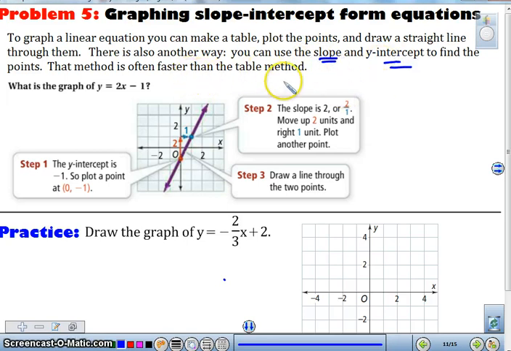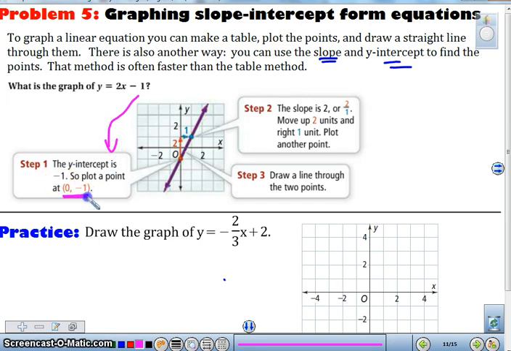So the method is much faster than what you did before because you don't have to substitute in and solve all those. The key thing is as you look at this equation, first step, identify your y-intercept. And as we look at the y-intercept, we know the y-intercept is -1.